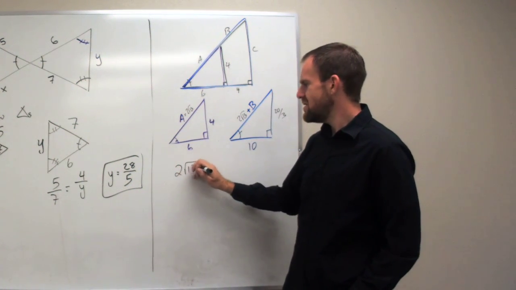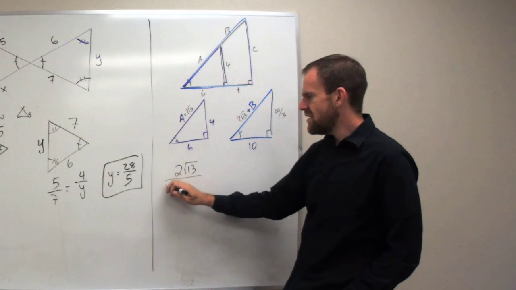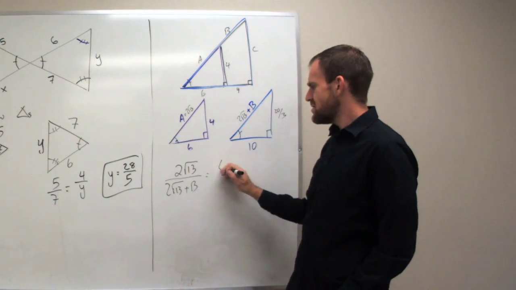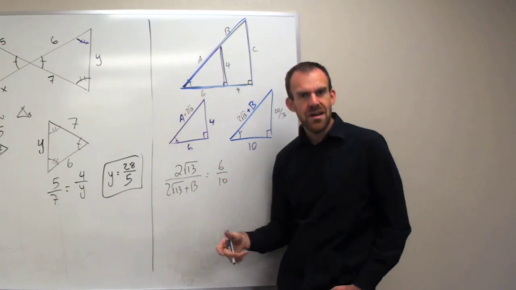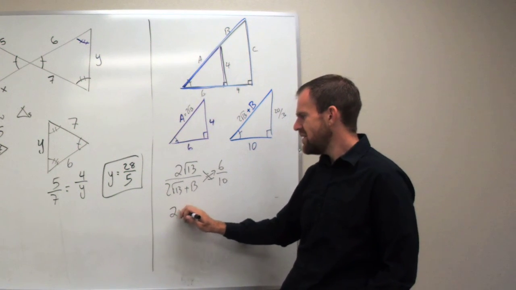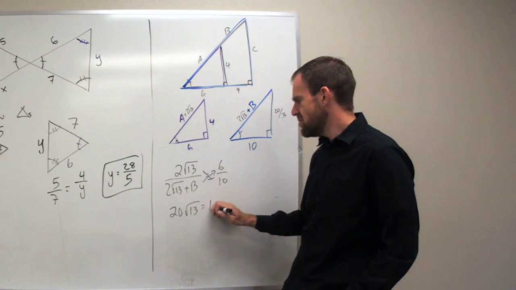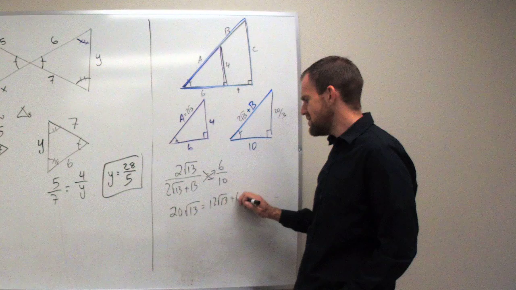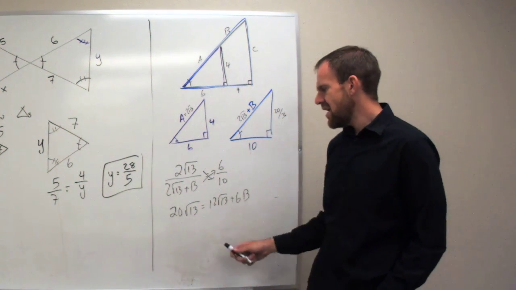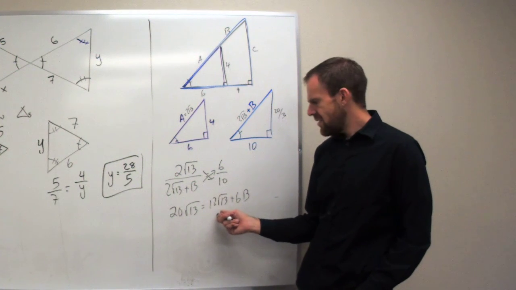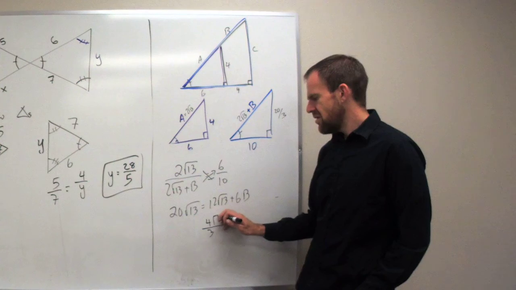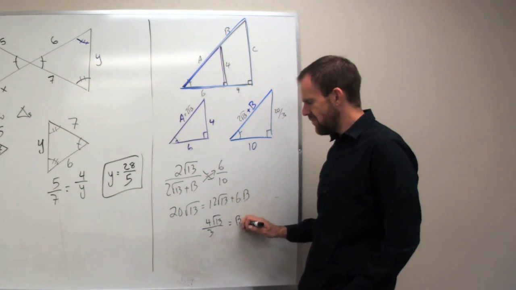So 2 square root of 13 over, now this is tricky, 2 square root of 13 plus b equals 6 over 10. Okay, now we're going to cross multiply. So I have 20 square root of 13 equals 12 square root of 13 plus 6b. So I'm solving for b. I'm going to move everything to the other side. 20 minus 12 is 8. Divided by 6 is 4/3 square root of 13 equals b.